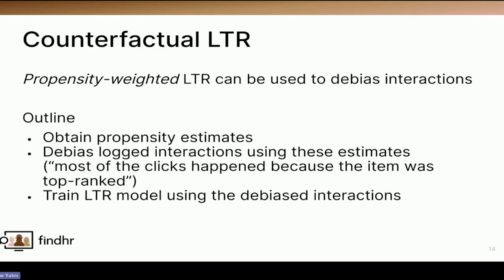So once we've debiased those interactions, we can train a learning to rank model as before, as we would in an offline learning to rank setting. So this is essentially creating some sort of training data that, rather than annotated by experts, is based on user interactions and accounting for biases that affect how those users interact with the system.